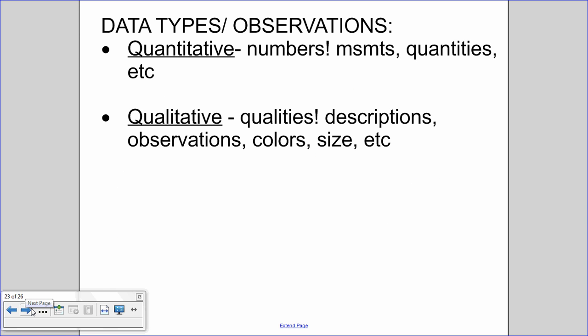Data types, this is pretty easy. Quantitative, quant, you've got it in there. You're going to be using numbers and quantities. Your measurements are always going to be quantitative data. If I want qualitative data, I want qualities. That's something like something was tall versus short, or something was explosive versus non-reactive, something was blue versus black. Usually colors and sizes are going to be the descriptions that you use.